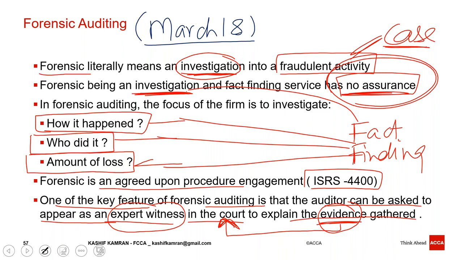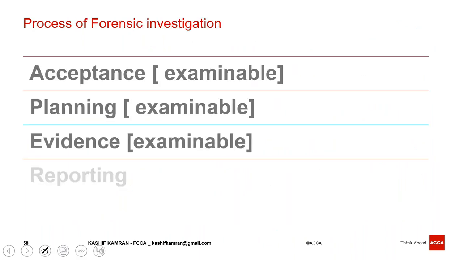So these are key facts of forensic. Forensic is no assurance. Forensic is fact finding, and forensic means how it happened, who did it, amount of loss. Now, what is the focal point? What comes in the exam paper? In terms of the exam paper, see the 4 steps process of forensic investigation. Yes, advocacy is permissible in forensic, Farwa Batul. I'll clarify that.